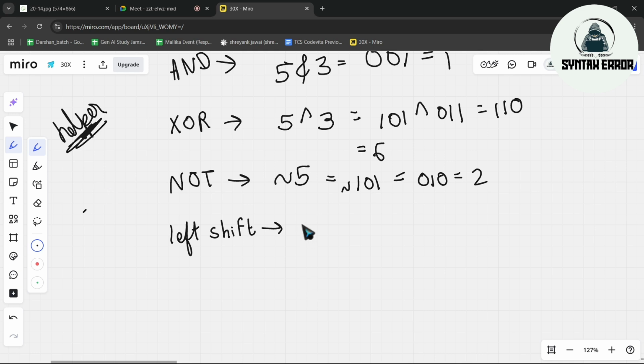That's it. Left shift. What is left shift? If we get 5, left shift of 1. At that time, what is 5? 1, 0, 1. All the bits will be shifted one place to the left, one time. So this will shift here, 1, this will shift here, 0, this will shift here, 1, and in this place we will write one more 0. So what is 1, 0, 1, 0?